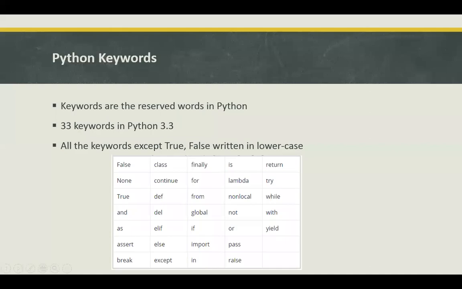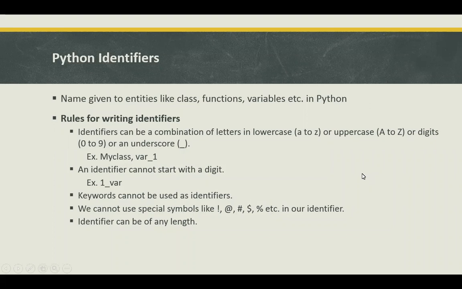Okay, so in the last lecture we have seen these keywords, and today we'll start the next topic, that is Python identifiers. Like a keyword, we have seen how the keywords are used in Python. Similarly, in Python there are identifiers, a name given to entities like class, function, variable. We can say these are the identifiers.